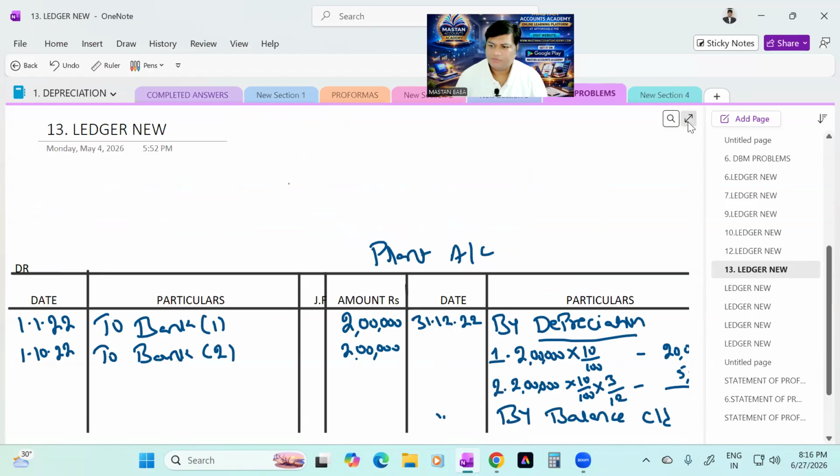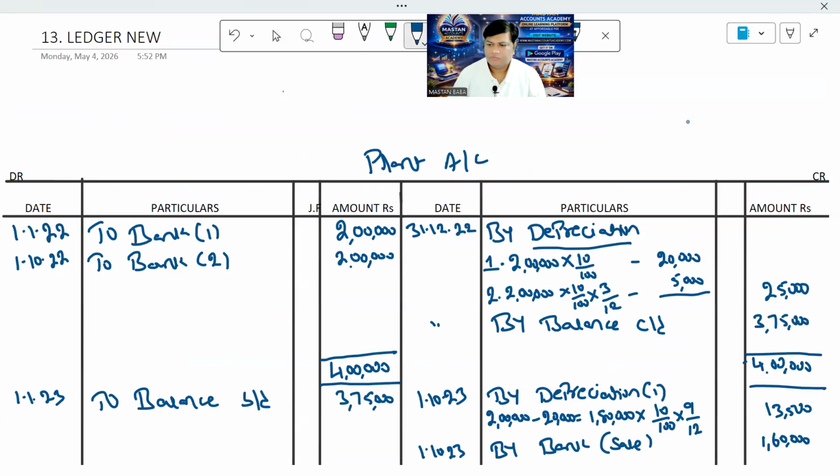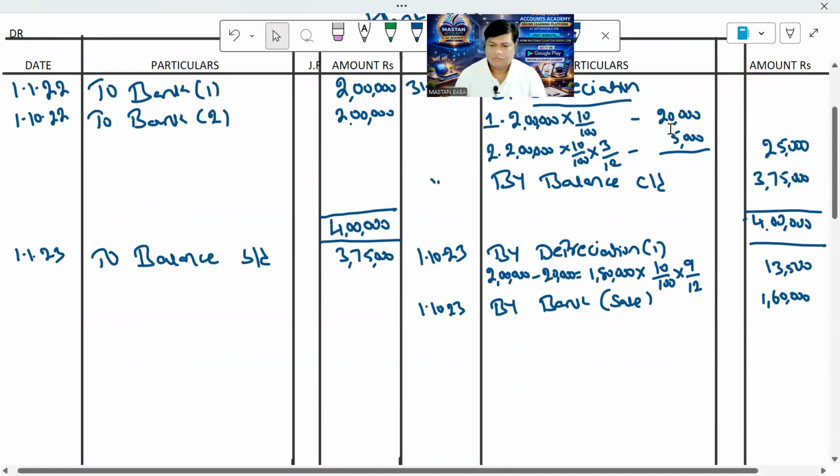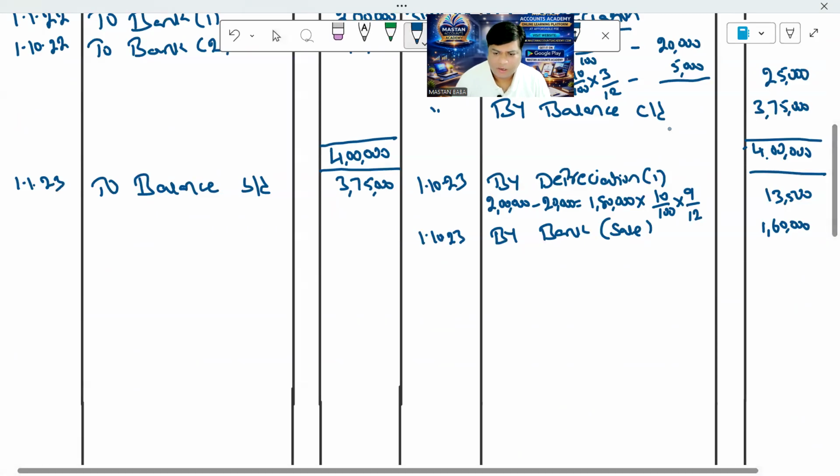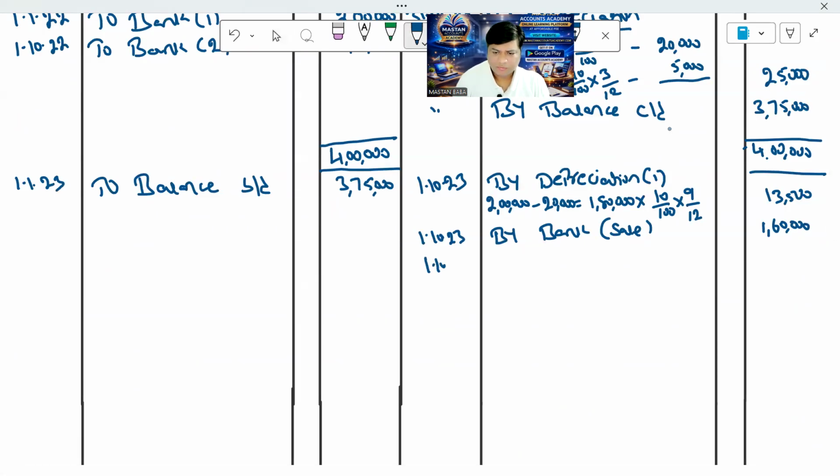And write it here. 1/10/23 by profit and loss account, loss 6,500.